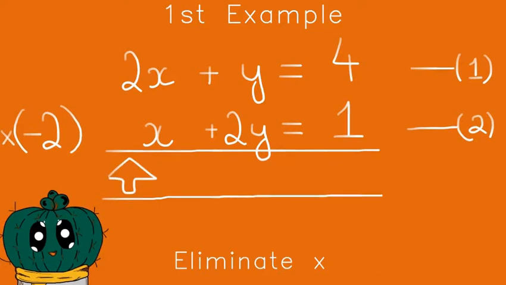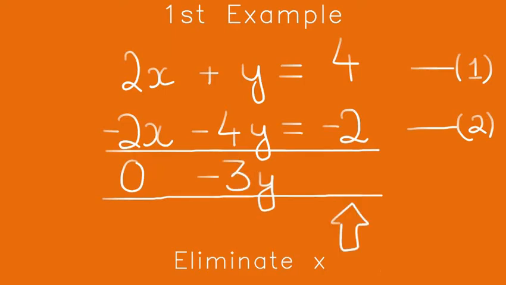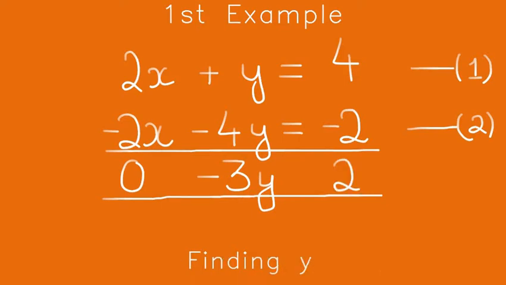On the first side, we get -2x, because it's just -2 times 1. Over here, -2 times 2 is equal to -4. On this side, -2 times positive 1 is equal to -2. Now we're doing the normal addition. So 2x - 2x gives us 0, and over here 1y added to -4y... rather, 1 added to -2 gives us -3y, and 4 - 4... rather, 4 - 2 gives us a positive 2. So what we're left with is -3y = 2.